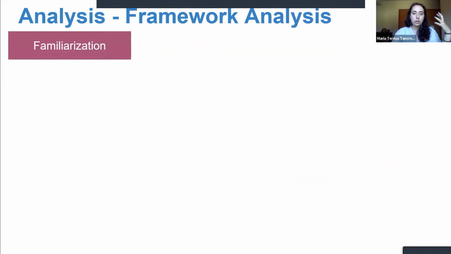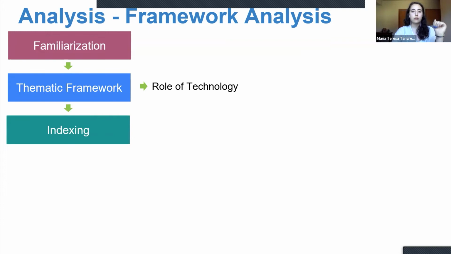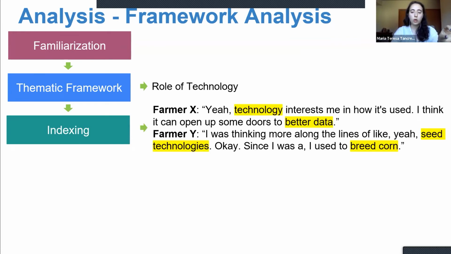Once the researcher generates a list, this list basically creates the thematic framework. For example, in our work, we know that one of the themes that will come up is the role of technology. Once this list is compiled of all the important themes, the researcher goes back to their interview transcripts and starts indexing, looking specifically for each theme. Speaking about the example of technology, these are two super small extracts from two different interviews. We had farmer X say, yeah, technology interests me and how it's used.